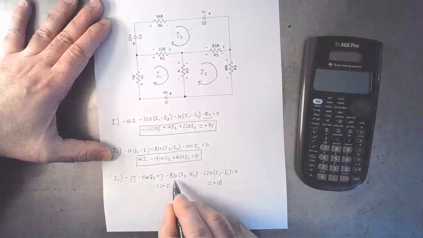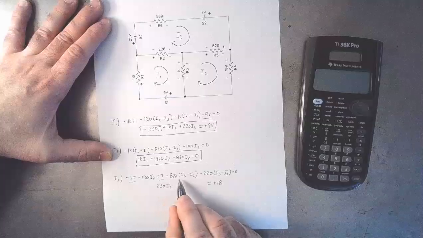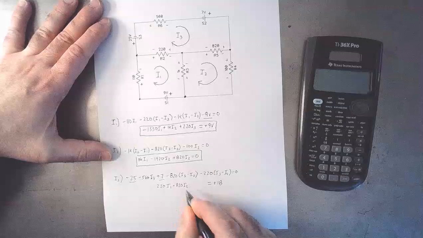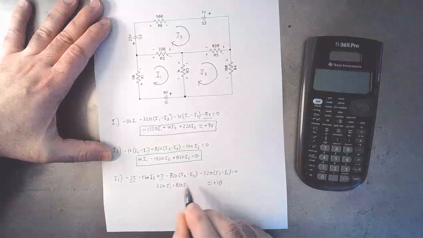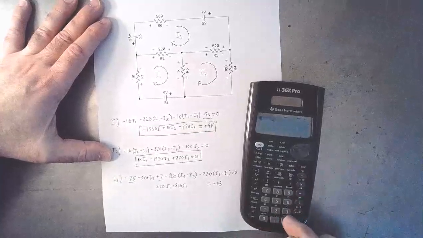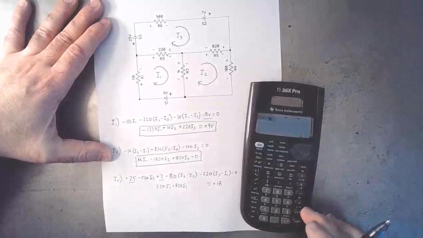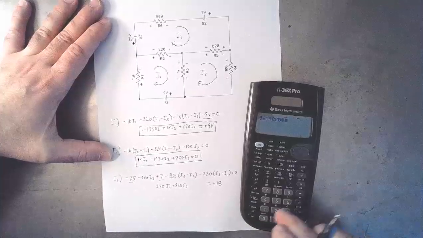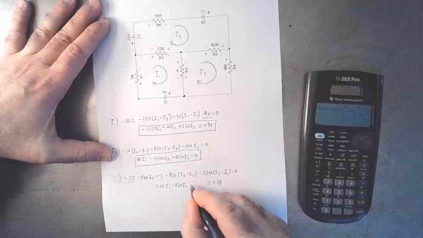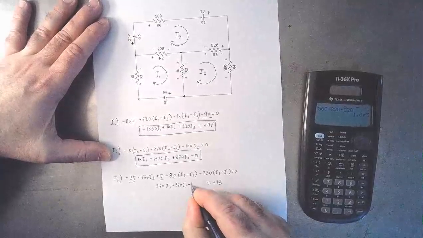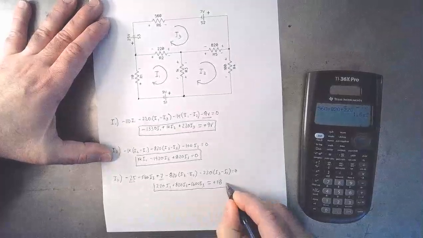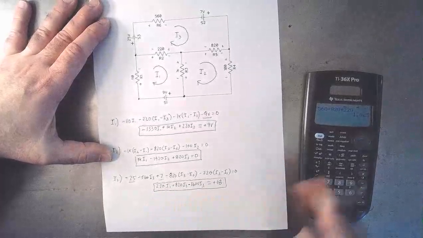All right, and for I2s, I am seeing 820 I2. And for I3s, what do I see? I'm going to use the calculator for this because I don't feel like doing it in my head. So we got 560 plus 820 plus 220. That is 1600. So minus 1600 I3. And there is our equation right there.